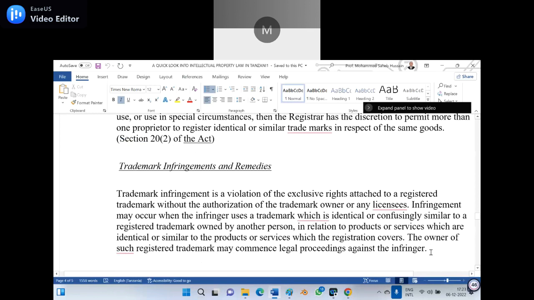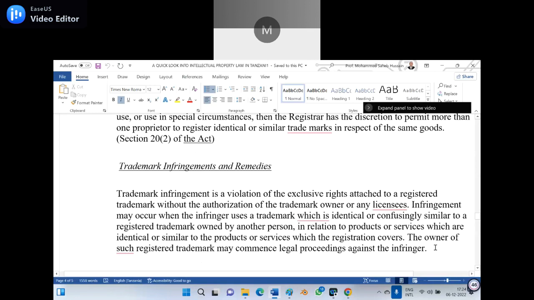So, as far as trademark infringement remedies are concerned, trademark infringement is a violation of the exclusive right attached to a registered trademark without the authorization of the trademark owner or any licensees. Once the product is registered, he has the monopoly to use it till, as I told you, 7 years. Infringement may occur when the infringer uses a trademark which is identical or confusingly similar to the registered trademark owned by another person.